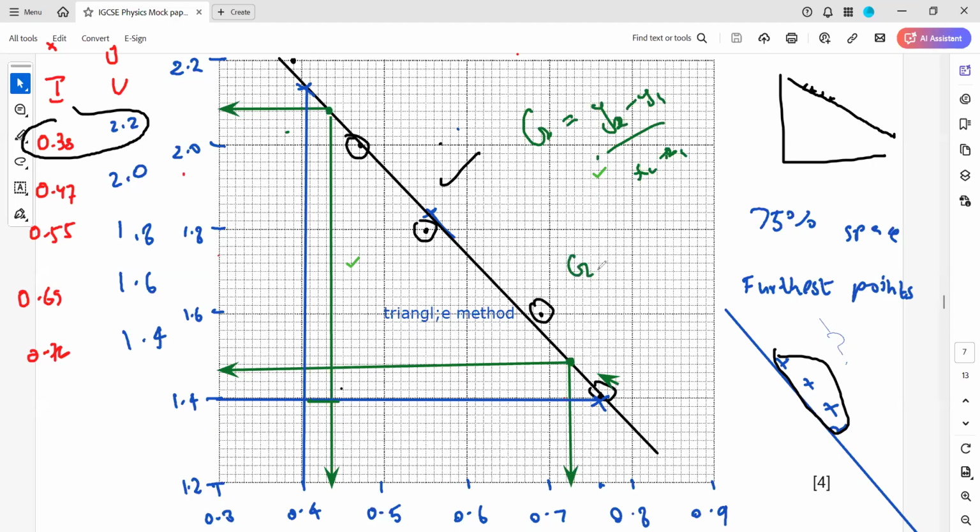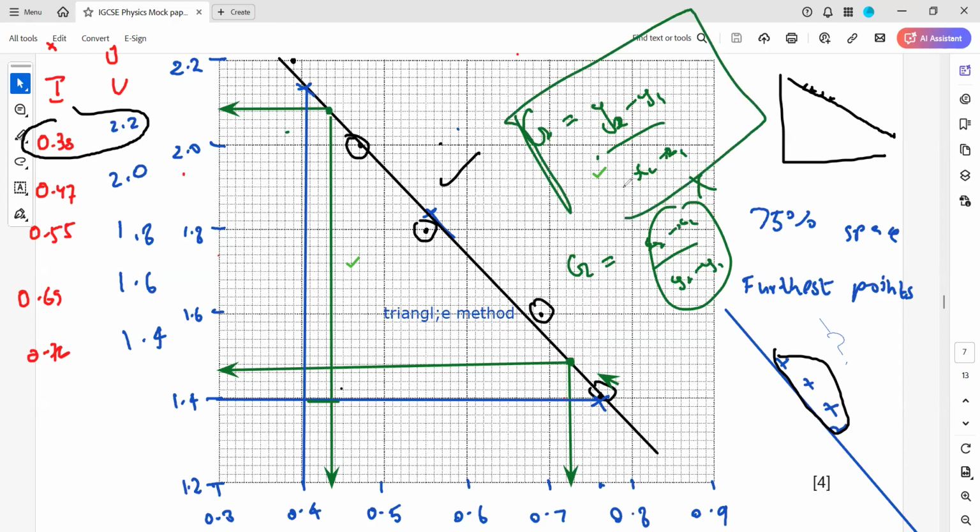When I was reviewing the mock, some of the students wrote a wrong formula for the gradient. They wrote x2 minus x1 over y2 minus y1. So you will get a wrong answer. So try to memorize the formula for the gradient, which is y2 minus y1 over x2 minus x1.